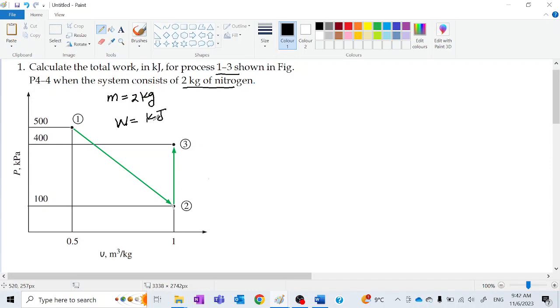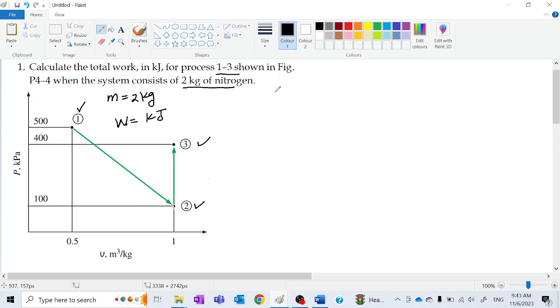There is one thing: what's actually happening between process 1 to 3? In fact, there are two processes. One process is between 1 to 2 and then 2 to 3. So 1 to 2 is an expansion process in which pressure at 500 kilopascal reduces to 100 and volume is increased. Then another process happened which is at constant volume. You can see volume is not changing. So this is the second process, and we need to find the work done for these two processes.